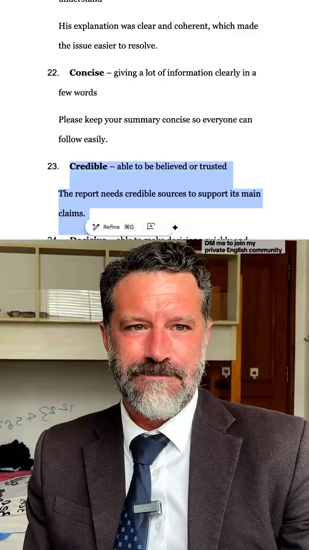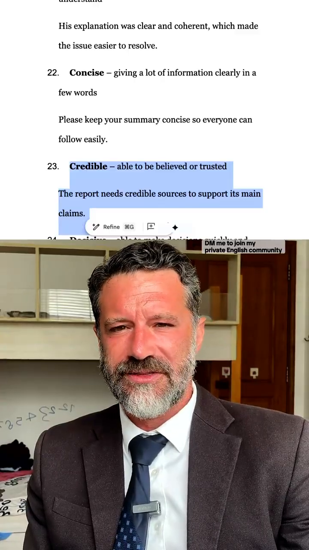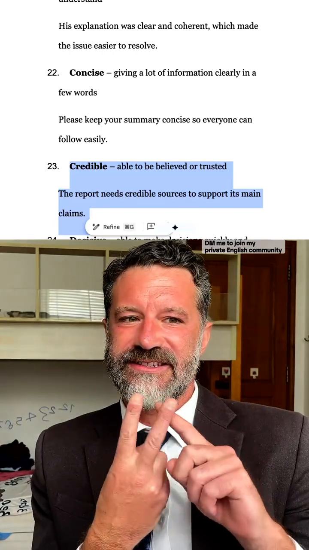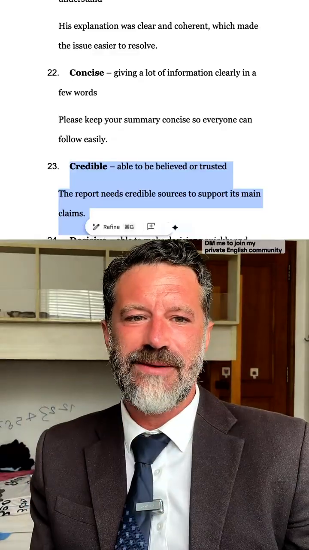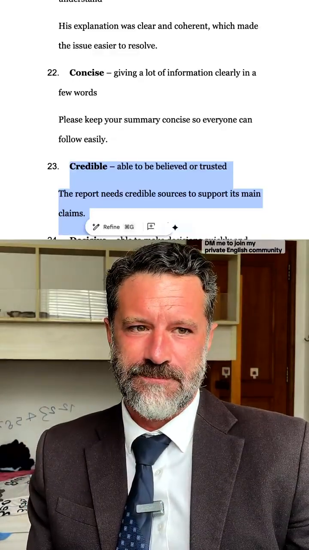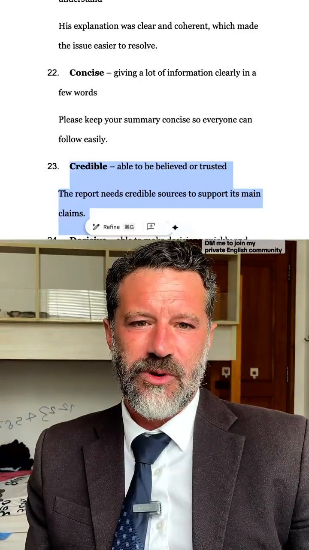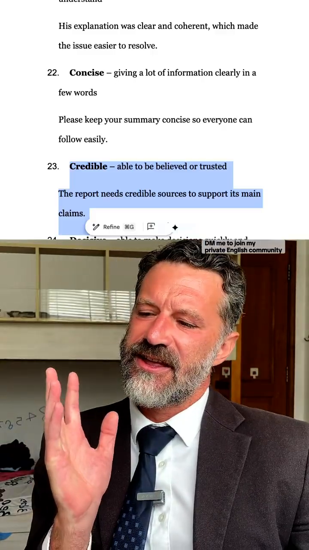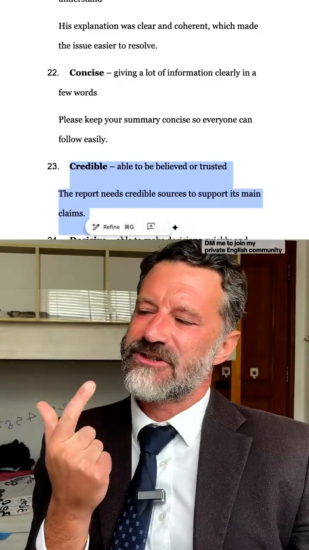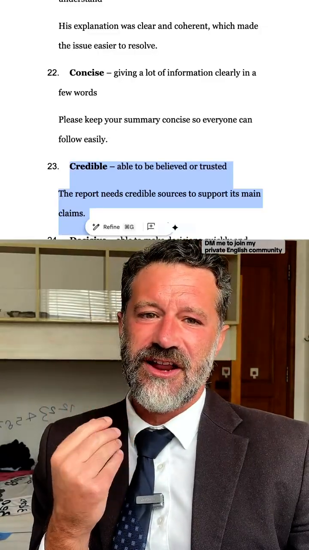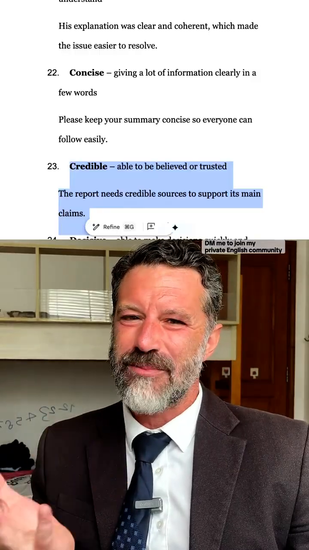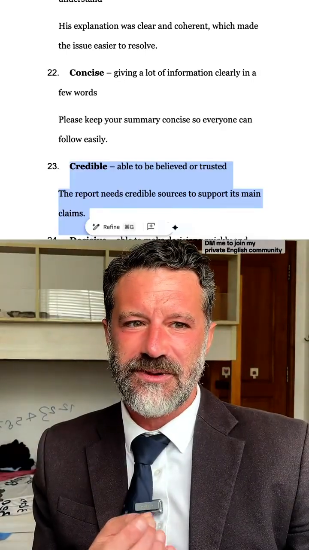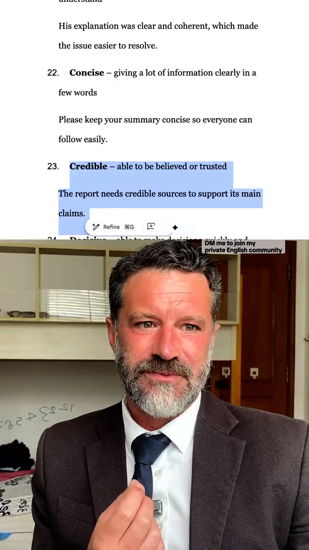Texas, specifically. So moving on, number 23, credible. So 3 syllables, credible. Credible means able to be believed or trusted. Right? The report needs credible sources to support its main claims. If I say the evidence was not credible, right? It means you can't believe it. Right? I want you to give me a credible explanation. Right? Give me an explanation that is believable.